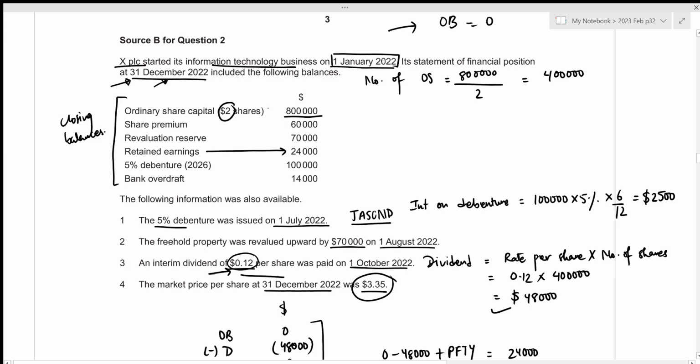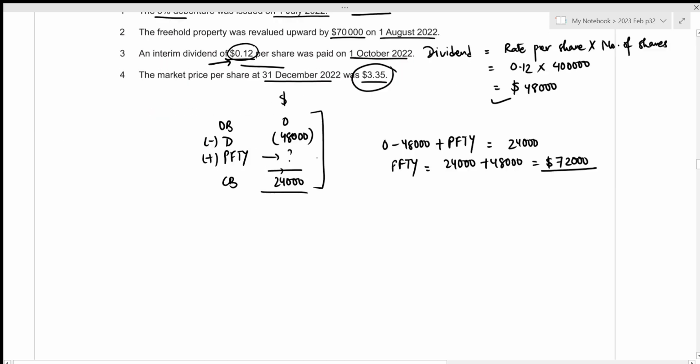So the ordinary share capital is equity, share premium is also equity, revaluation reserve is also equity, retained earnings is also equity, debenture is our non-current liabilities, and the bank overdraft is our current liability. So the only non-current liability in this case is the debenture of 100,000.